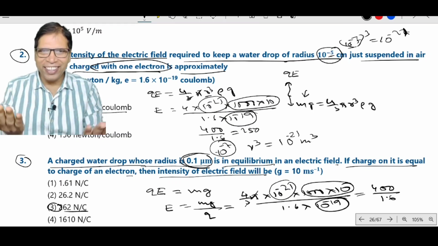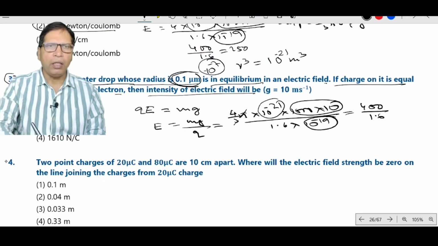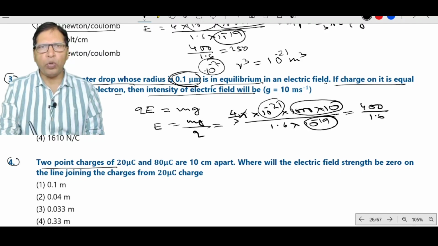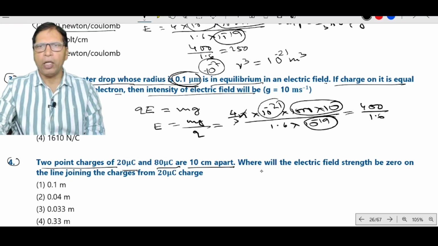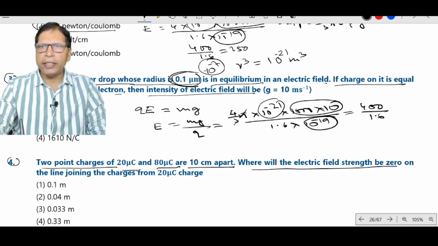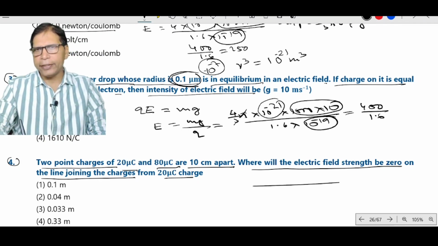Okay, understood. Next, question number 4. A point charge of 20 microcoulomb and 80 microcoulomb are 10 centimeter apart. Where will the electric field strength be 0 on the line joining the charges from 20 microcoulomb? Look at this, this is the figure. This is the 20 microcoulomb and this is the 80 microcoulomb. Distance of separation 0.1 meter.